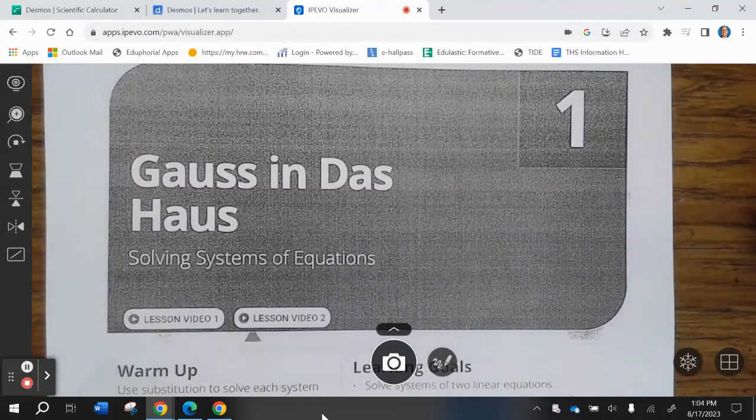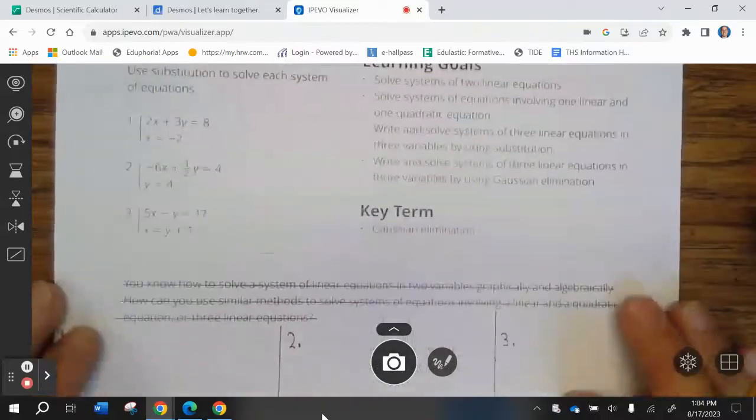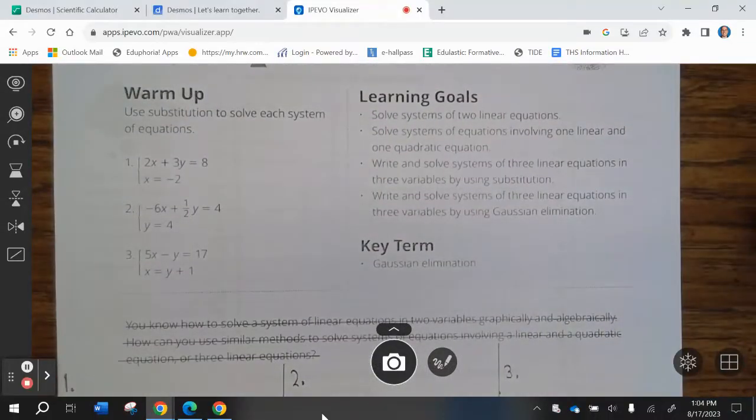Okay, so we're going to do Gaussian elimination, solving systems of equations. All right, let's take a look at the warm-up. Use substitution to solve a system of equations.